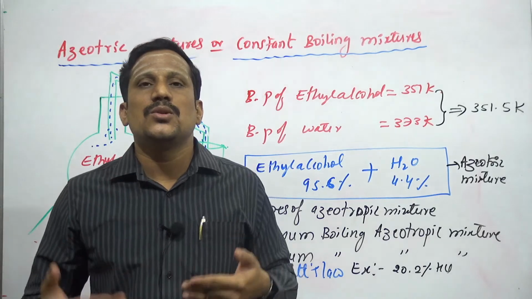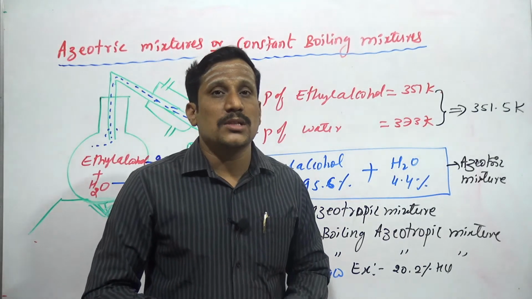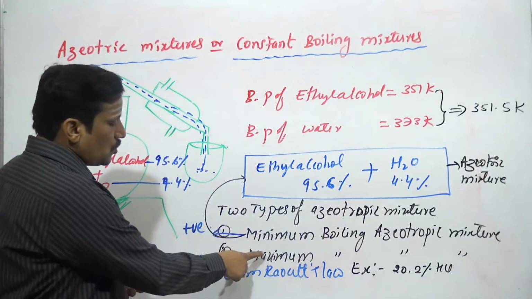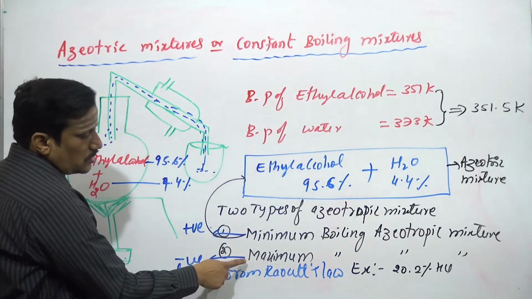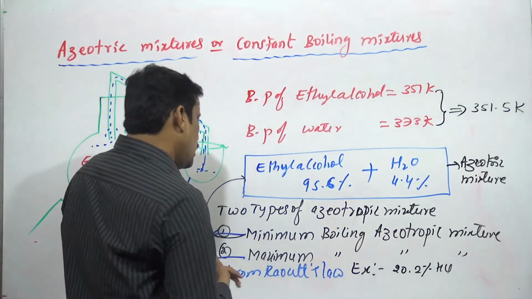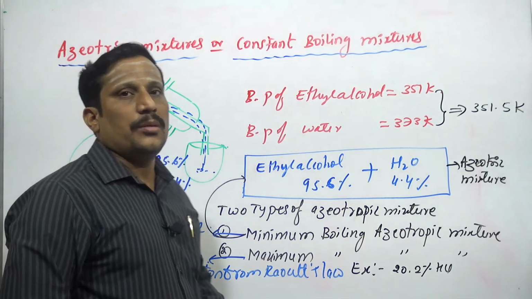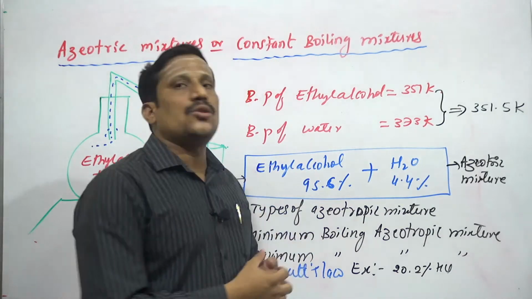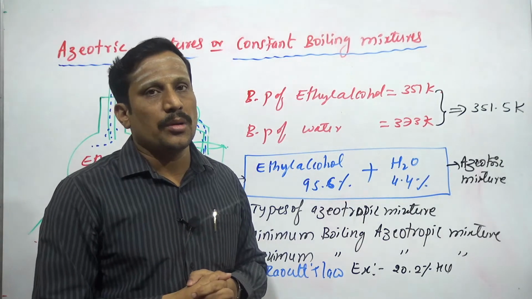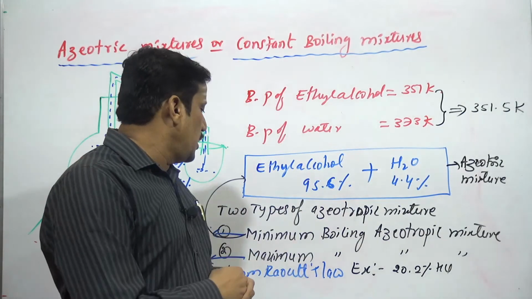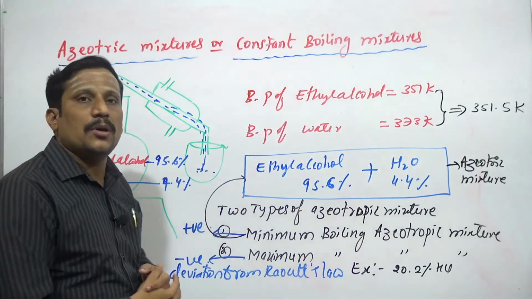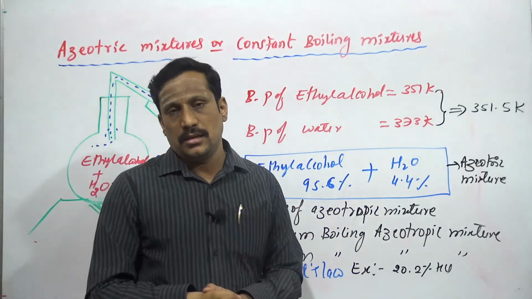Solutions which show positive deviation from Raoult's law are minimum boiling azeotropic mixtures, and solutions which show negative deviation from Raoult's law are maximum boiling azeotropic mixtures. An example of a minimum boiling azeotropic mixture is ethyl alcohol and water, and an example of a maximum boiling azeotropic mixture is 20.2% HCl.